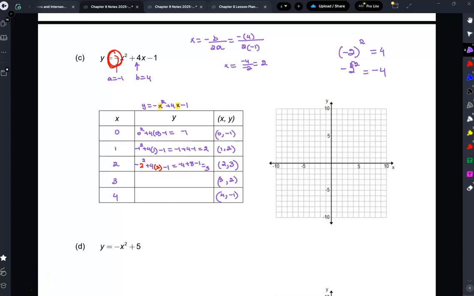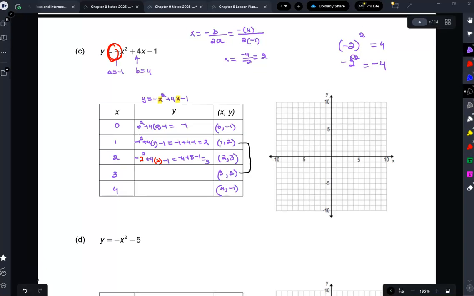Because the parabolas are symmetric, to save ourselves time, we don't have to do the bottom stuff. The reason why we don't do it is because we're going to get the same answer. We know these two are going to be the same. So why do it if I know the answer? So I just put in the answer. Now I plot the vertex first, 2, 3, and then 1, 2, and then 0, negative 1, and then 3, 2, and 4, negative 1.